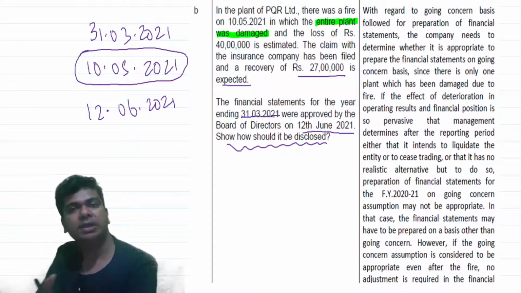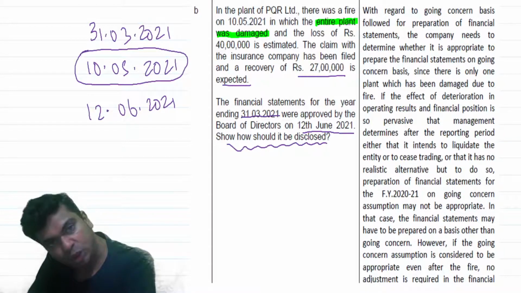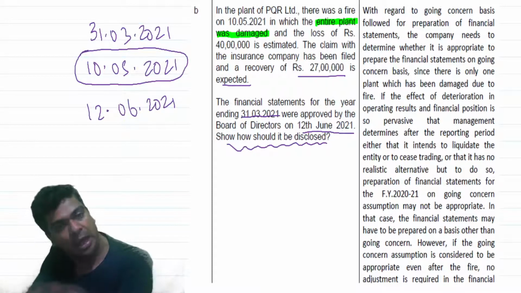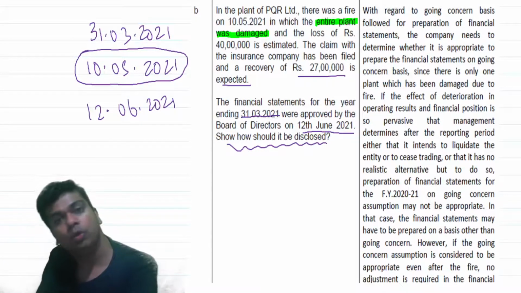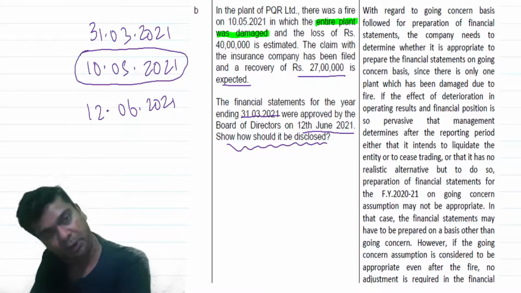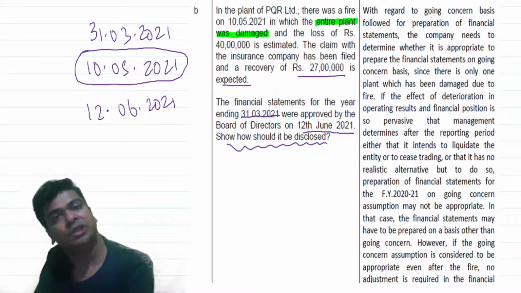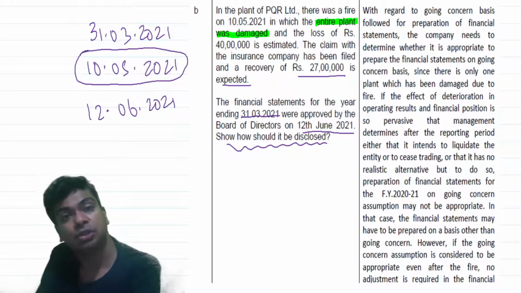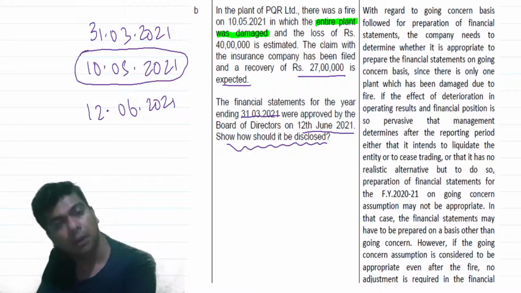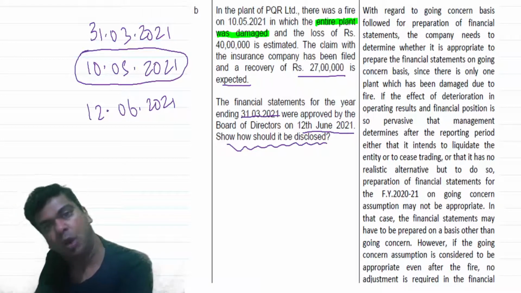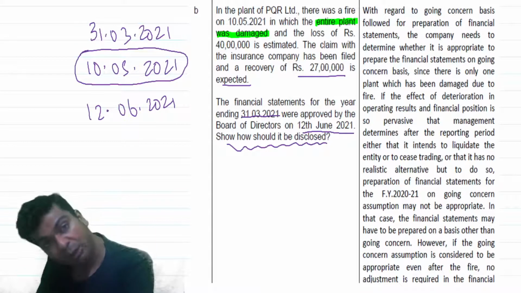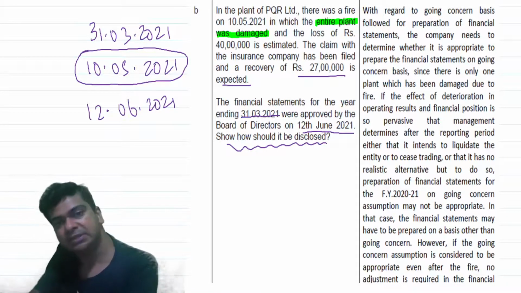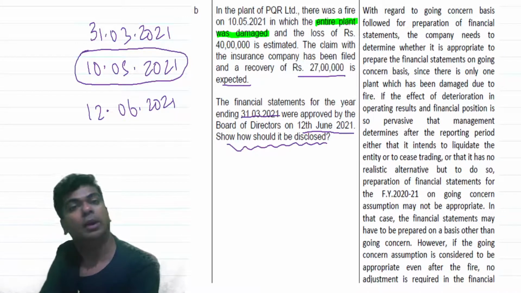Once the necessary money is received from the insurance company, are you going to rebuild the entire plant and again enter into this business? Are you really going to do it? Or you have no other option but to close down your operations. If you come to the conclusion that you will have to close down your operations, then the going concern assumption is no longer valid. And if the going concern assumption is no longer valid, then the financial statements have to be prepared on a different basis. The normal basis that you are following cannot be followed anymore.